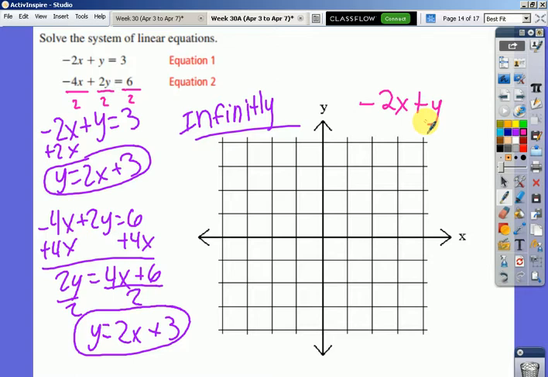Okay? So, negative 2x plus y equals 3. That's the exact same thing as the top. Yes? So if they're the exact same thing, they're the exact same fill in the blank. So infinitely many solutions. They're the exact same line. Okay? Does that make sense to everyone?